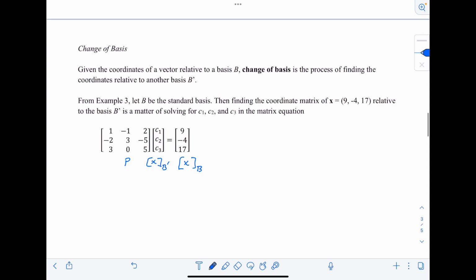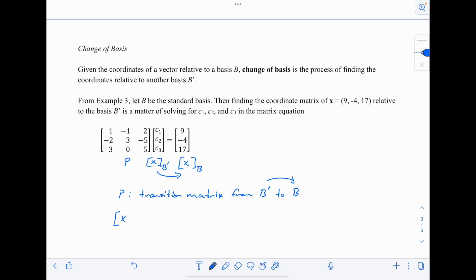All right? And so let me write that out. P is what we are going to call the transition matrix from B prime to B. In other words, when I take the coordinate matrix of x relative to B prime, those scalars, and I multiply it by the transition matrix, it will give me the coordinate matrix of x relative to B. So B prime to B.